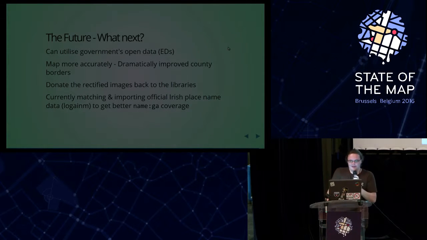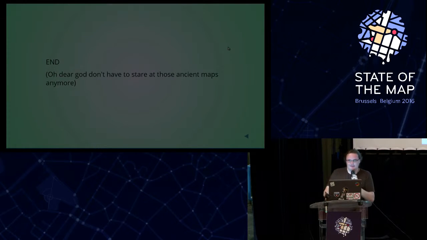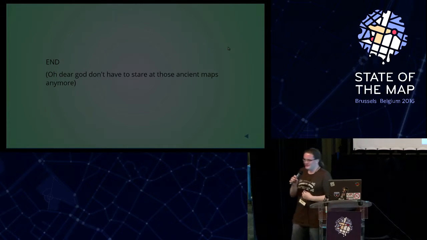So what are we going to do next? We now have something we can use for open data purposes. We can improve and have improved other boundaries. We're going to donate the images back to the libraries, and we're now trying to match up official Irish language names of places and match that to OSM. And that's the end. Oh dear God, those are maps.